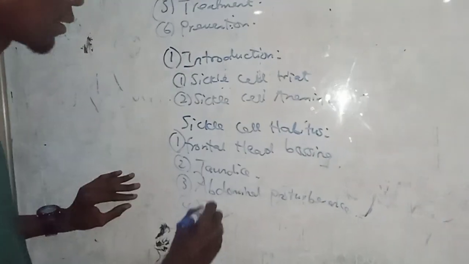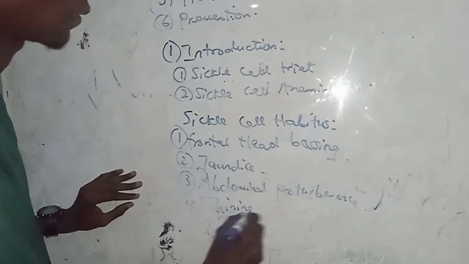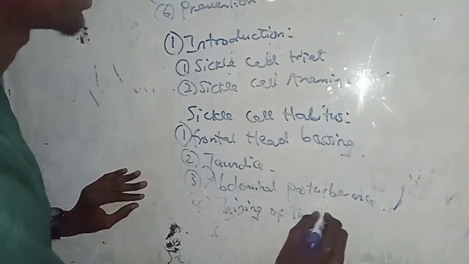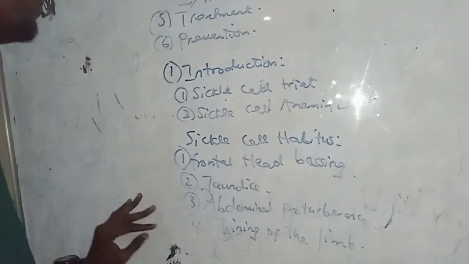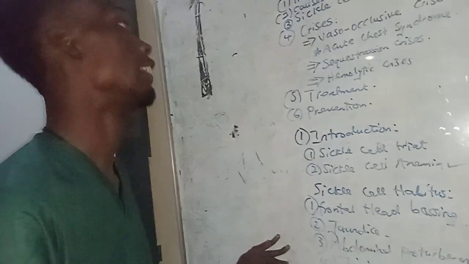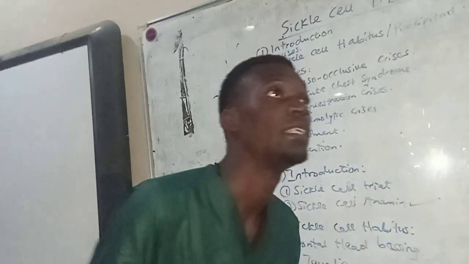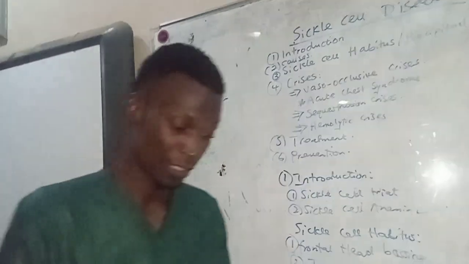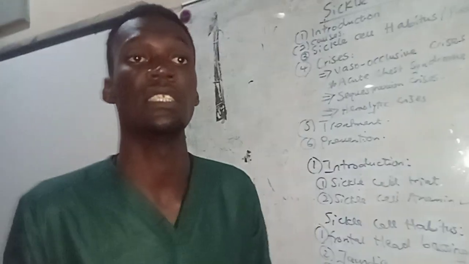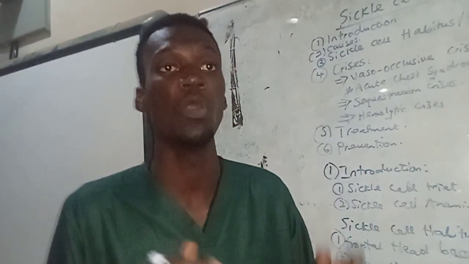So thinning of the limbs. That is the hands. The limbs consist of the hands and the legs. So now there are some precipitants that usually precipitate the disease. That is the sickle cell anemia, which is the more dangerous one.